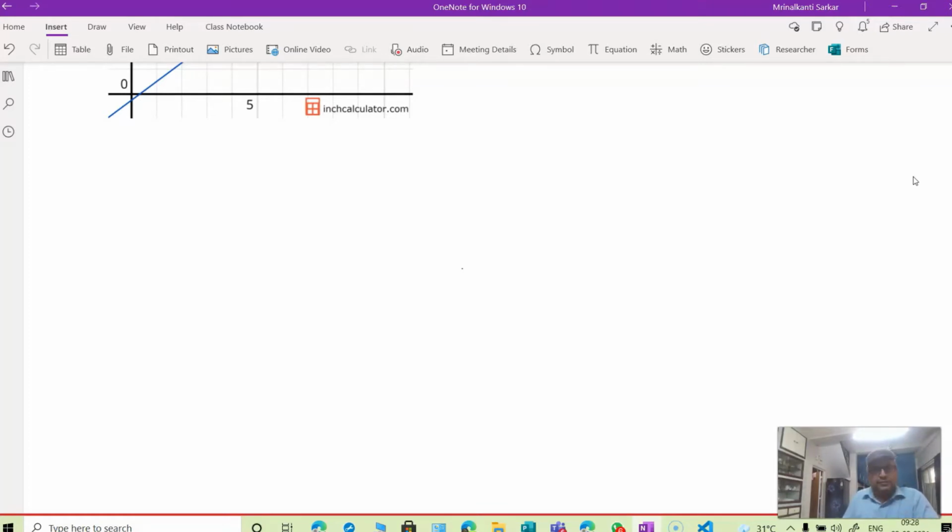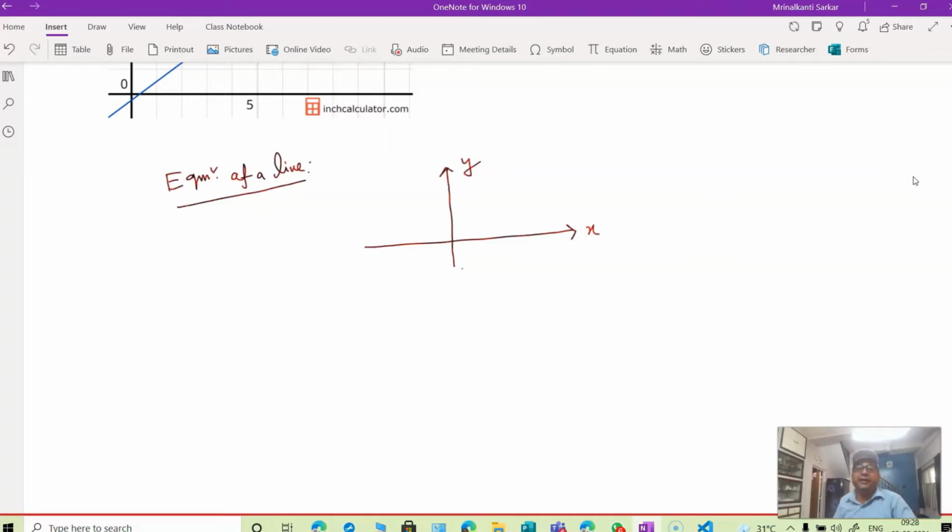Now, what will be the equation of a line in simplest form? I am going to discuss first. Equation of a line means an equation involving x and y, where x and y are variable quantities. There may be a constant quantity also. General form of this equation of line we have studied in class 9 and 10. Ax plus by equal to c. This is the general form of equation of line.